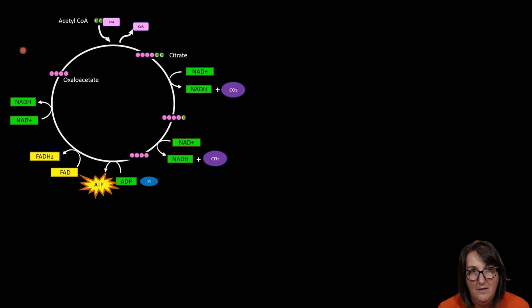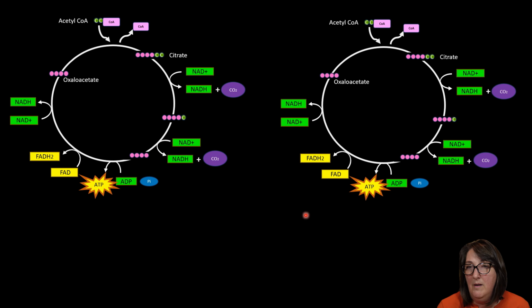So when I have this one acetyl-CoA come in, I'm able to harvest 1, 2, 3. I'm able to make 3 NADHs. I'm able to make 1 FADH2. I'm going to make 2 carbon dioxides and 1 ATP. So remember, this happens twice. So this is the one acetyl-CoA. This is the second one because I had 2 pyruvates. I make 2 acetyl-CoAs, so I can do this process twice.